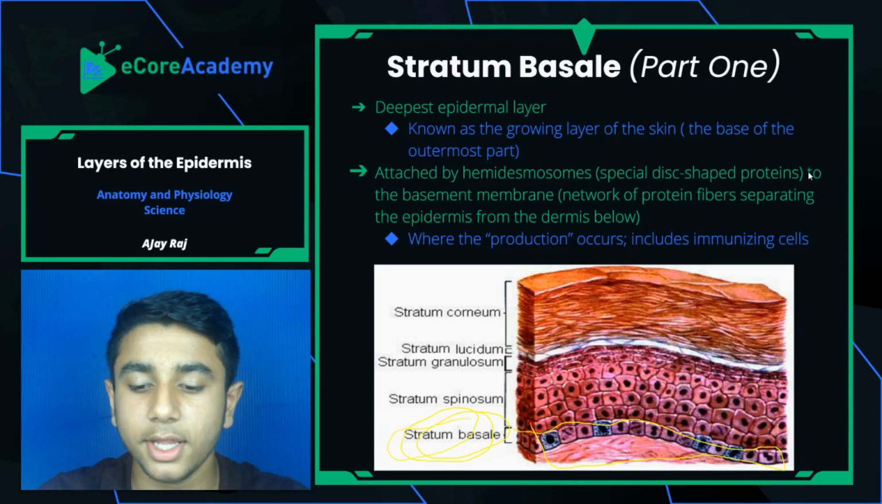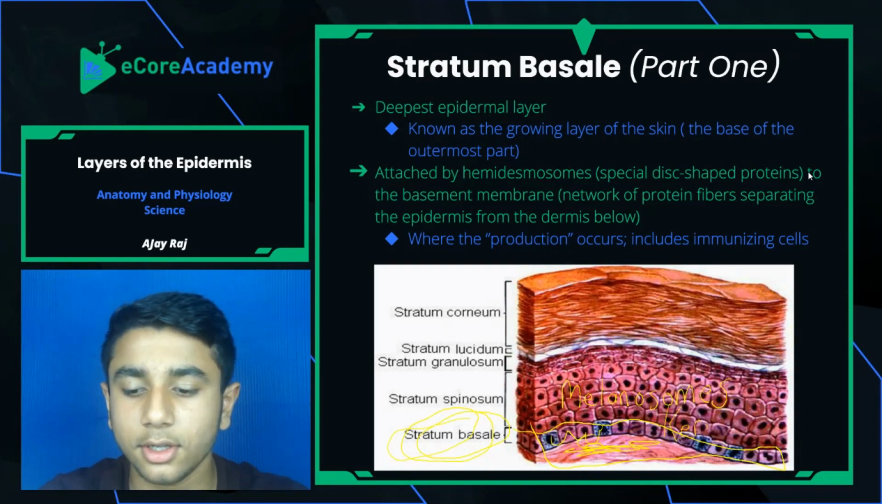And basically right here, this little yellow blob that I'm highlighting, that's where the hemidesmosomes are layered up and stacked up. And then this is where the tissue and the immunizing cells are included, and that can include your melanosomes and keratinocytes. Melanosomes are the most important part, as well as keratinocytes.